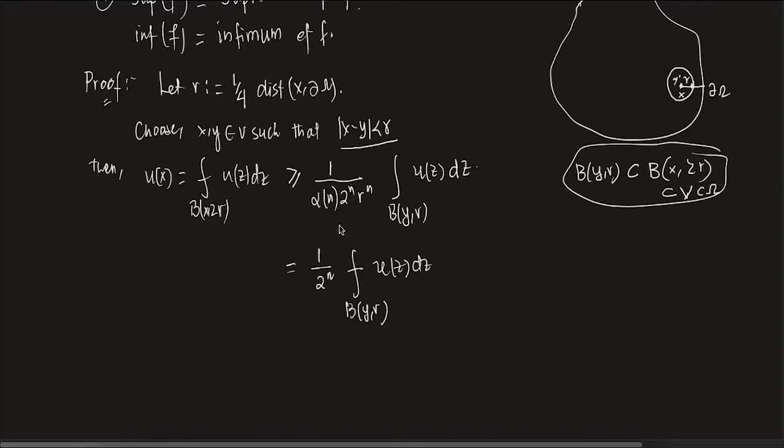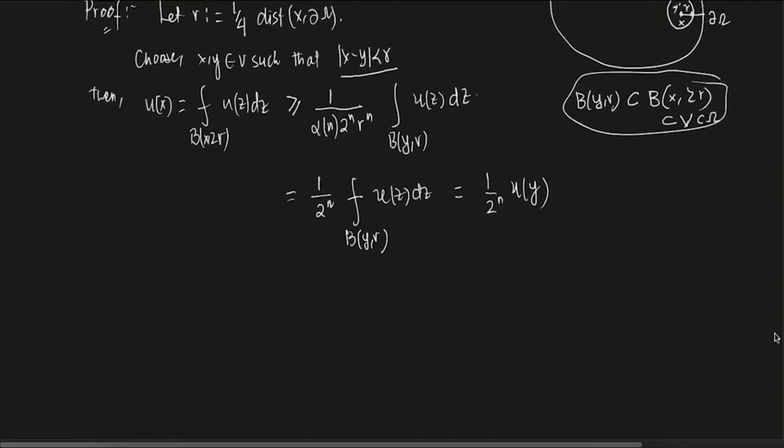I'm just writing this notation like this, and I'm taking the volume inside. So that equals 1 by 2 power n times u of y. So for any x, y in V such that mod x minus y is less than r, u of x is greater than or equal to 1 by 2 to the power n u of y, right? Now interchanging x and y, of course we can do this. There is nothing special about x and y here. So u of y is greater than or equal to 1 by 2 power n u of x.